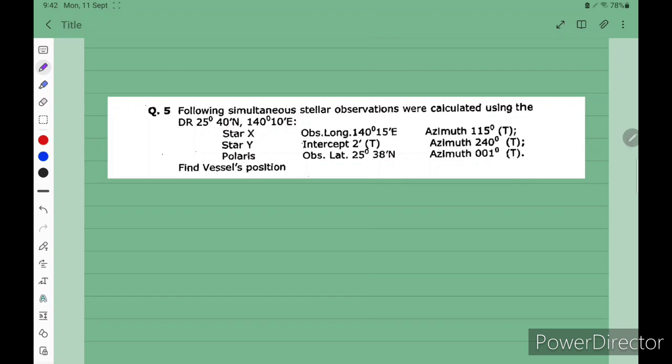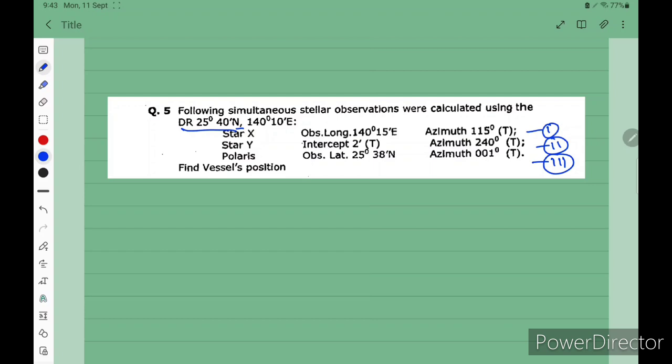The question is: the following simultaneous stellar observations were made using the DR position 25 degrees 40 minutes north and 140 degrees 10 minutes east. Star X observed longitude 140 degrees 15 minutes east, azimuth 115. So this is the first. Star Y intercept 2 minutes towards, azimuth 240, this is our second. Then Polaris observed latitude 25 degrees 38 north, azimuth 001 degrees true. So this is the third.